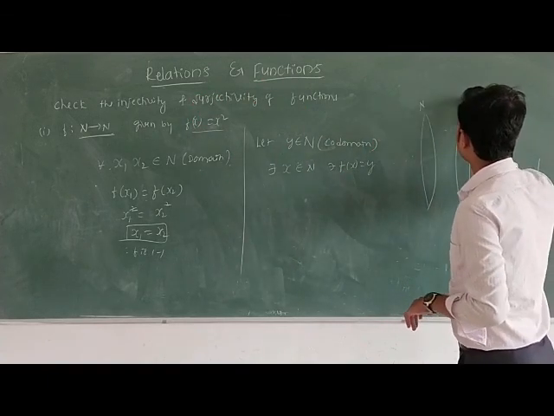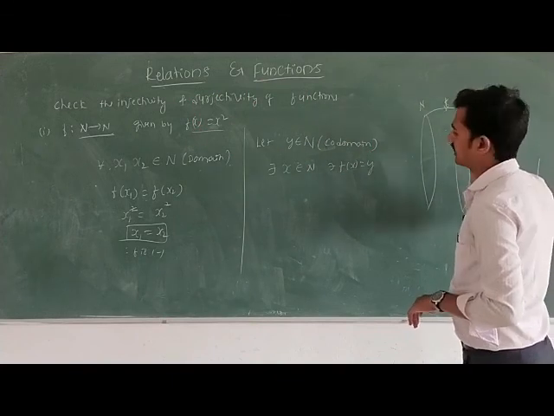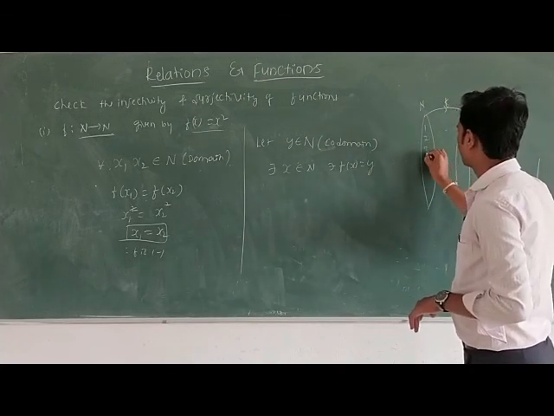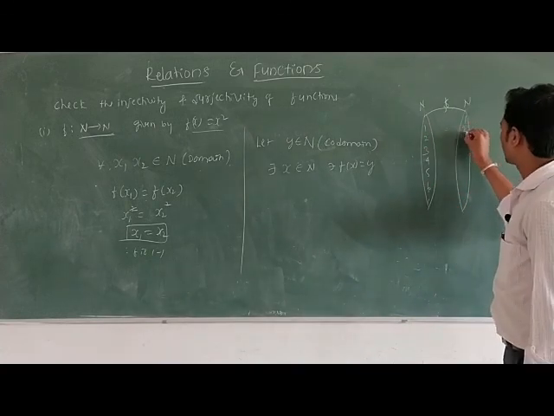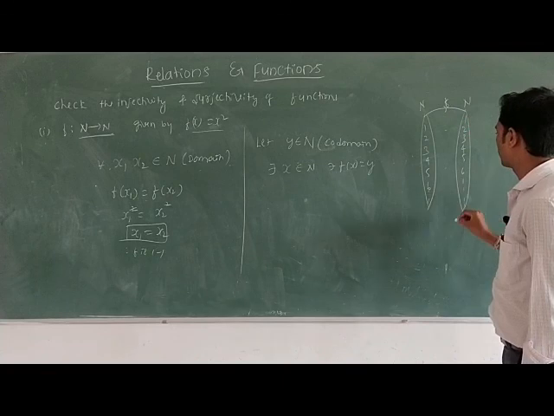So here f is defined from natural number to natural number under the function f. Natural number contains 1, 2, 3, 4, 5, 6 and so on up to infinity. Similarly here also 1, 2, 3, 4, 5, 6 and so on up to infinity.